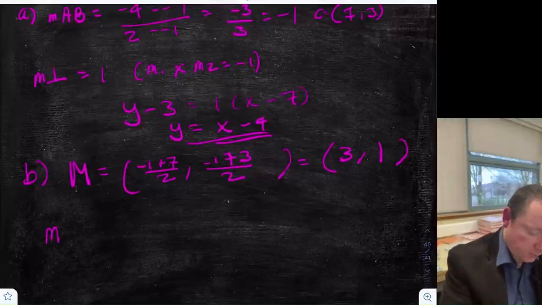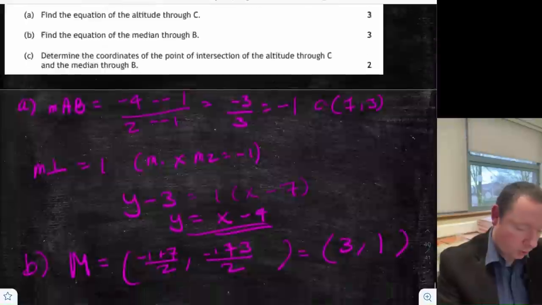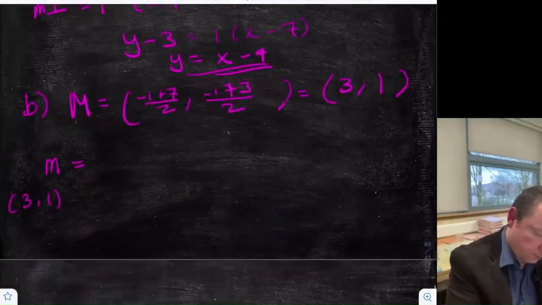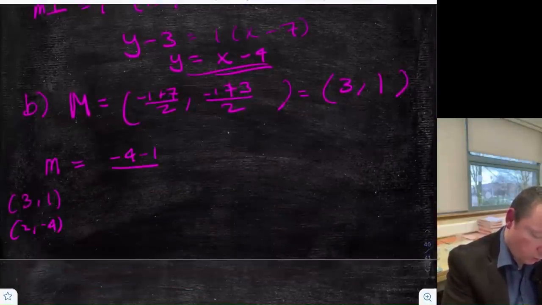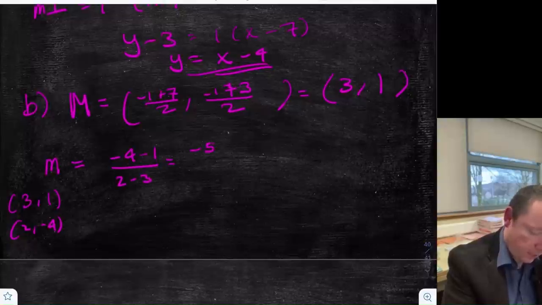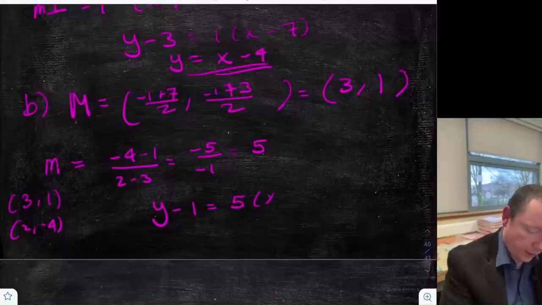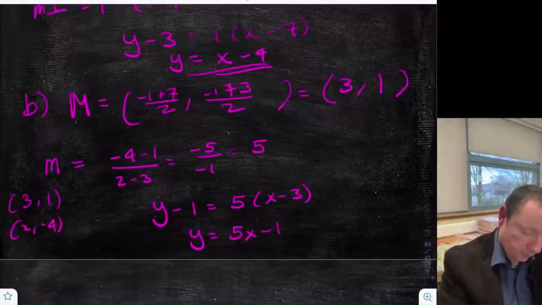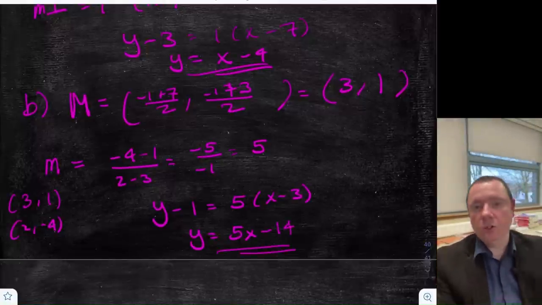So we need the gradient. So using our point 3, 1, and the other point we're going to need for our median is point B, 2, minus 4. So we've got minus 4 take away 1 over 2 take away 3. That's minus 5 over minus 1, which is 5. y minus 1 equals 5 times x minus 3. So y equals 5x minus 15, add 1 is minus 14. We've now got two equations. Chances are we're going to solve them simultaneously.